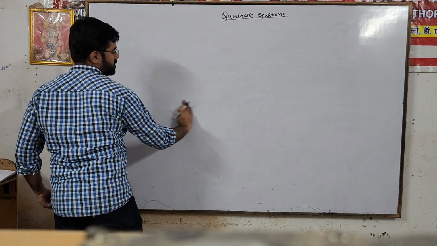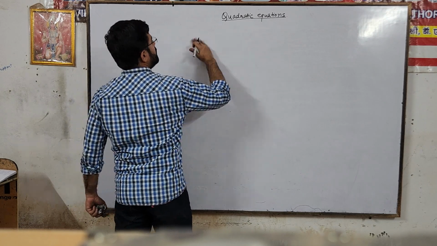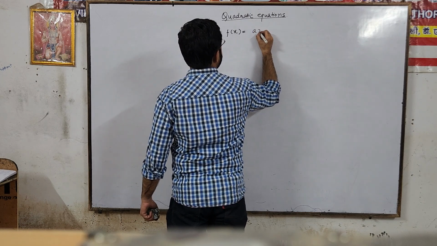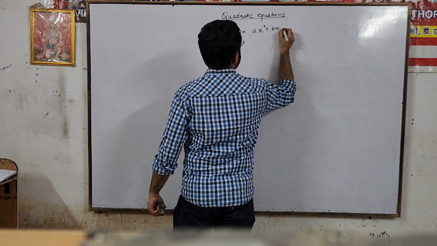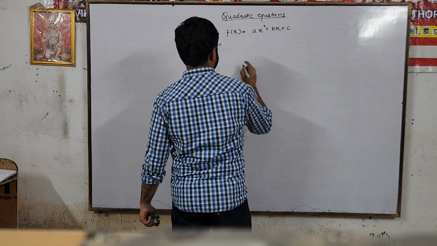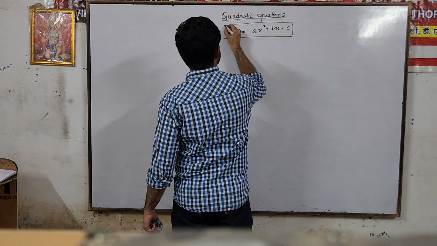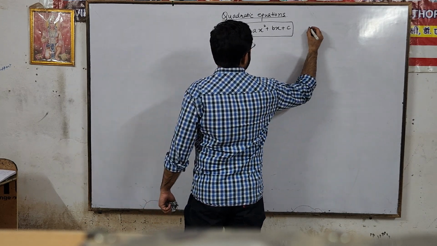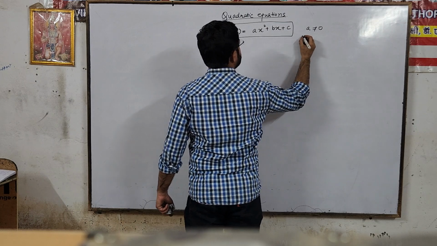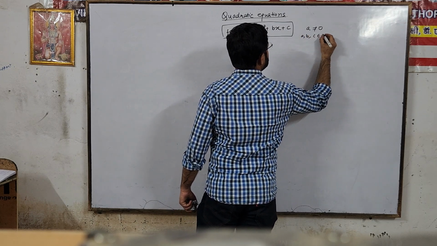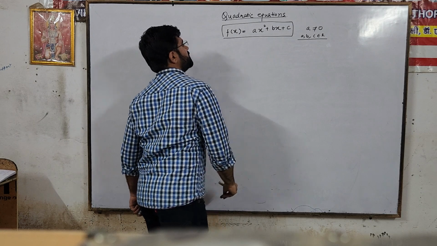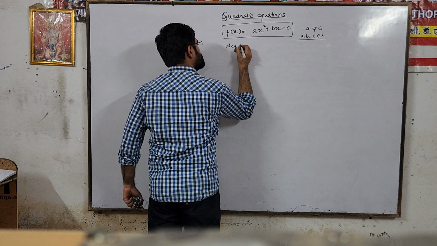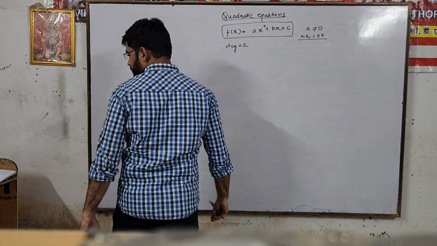Let us start with quadratic equations. Any expression f of x which is equal to ax square plus bx plus c, this entire expression is known as the general expression of a quadratic equation, where a is not equal to 0 and a, b, c all belong to real numbers.